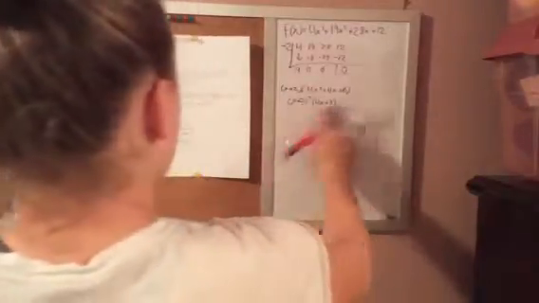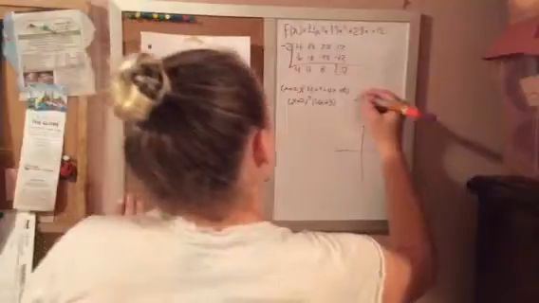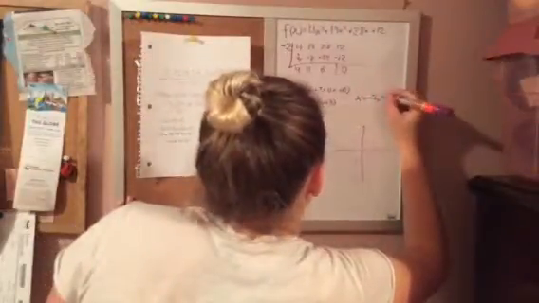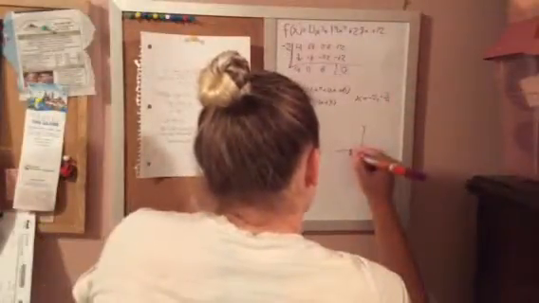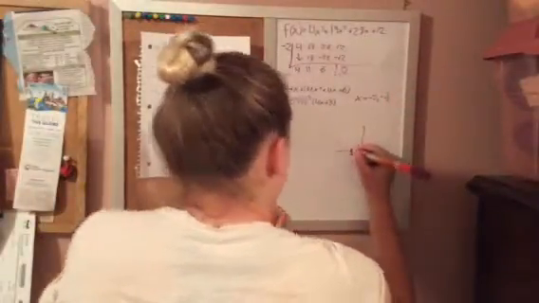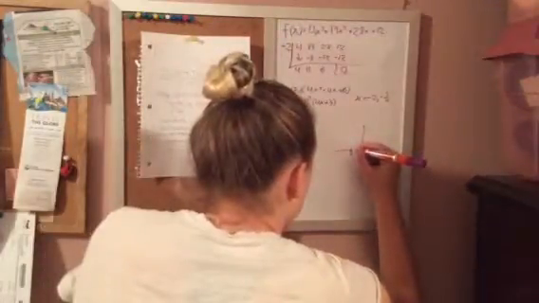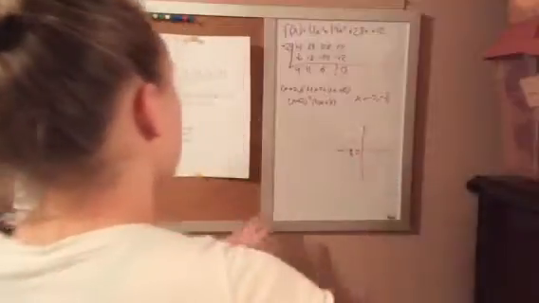And now we can get our x-intercepts. So our x-intercepts are going to be -2 and -3/4. So now we can graph that. So here's -2 and -3/4 approximately here.